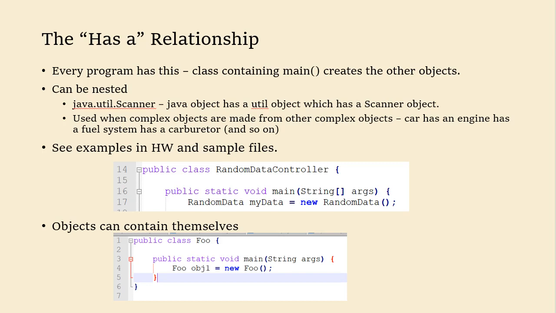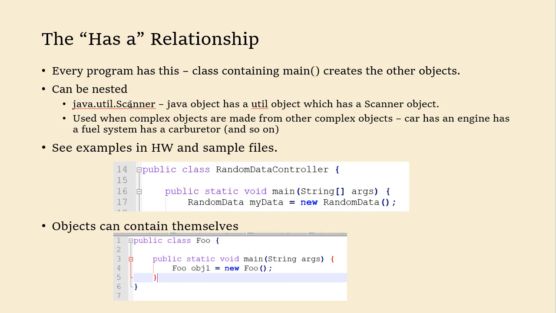Okay, so the has-a relationship. Basically, every program has this. Your class containing main is going to create some other objects. Well, right away you've got a has-a relationship. That class has other objects. And it can be nested. I mean, we've seen this, right?